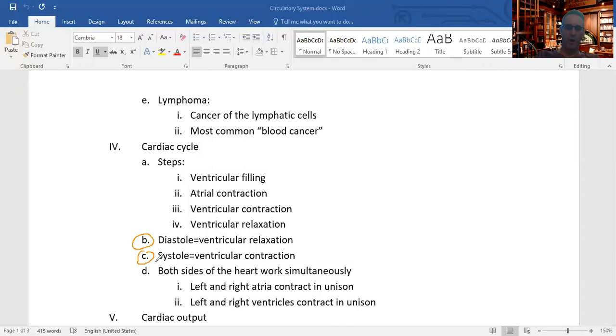Both sides of the heart work together. So it isn't left beats, right beats, left beats, right beats. No, it's actually the atria contract together. Remember, we just saw that in the steps. Atrial contraction, left and right sides contract together. And then the two ventricles, left and right, contract together. So both sides are working in unison. If you really think about it, if you're going to have a circuit where you're running a fluid through, you don't want to push part and then push part and then push part. You want it to work together at the same time to make that happen.